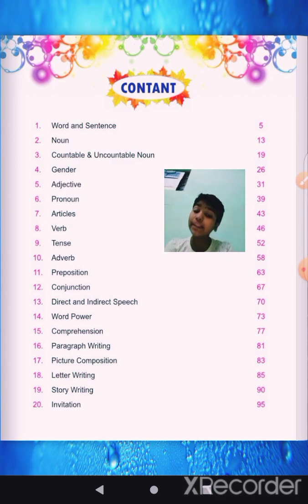They have given us the portion that I will be teaching from now on, and I'll also be taking the sessions of them, like first lesson, word and sentence, like that. The headline I will also give the same.